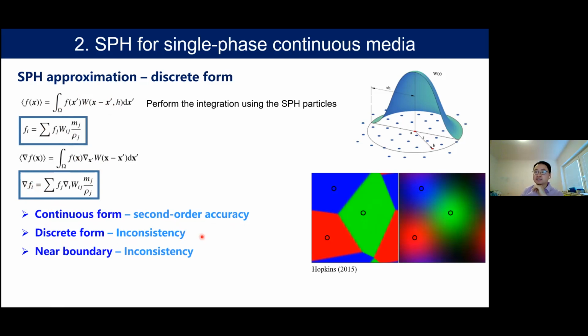It is inconsistent. Also, if your support domain is cut by a boundary, then the summation of the weighting functions is no longer a unit. Then you also have inconsistency near the boundary. So you need to have special treatment on the boundary. You either extend your computational domain using some boundary particles, or you integrate the missing part in SPH. So boundary treatment is also a very hot topic in SPH research.